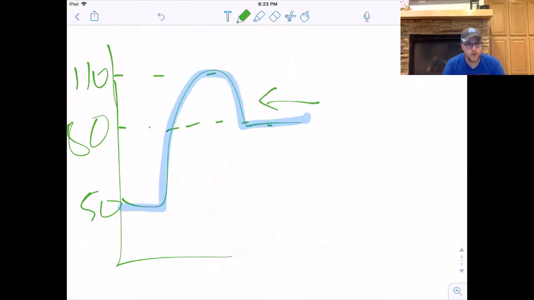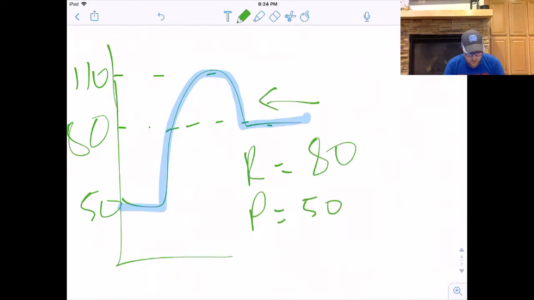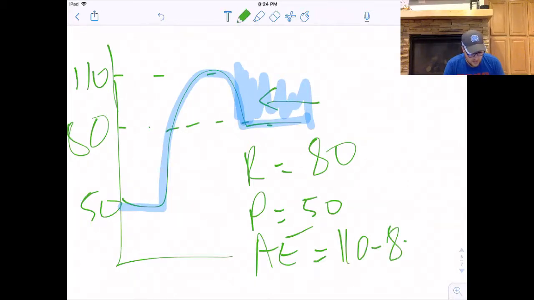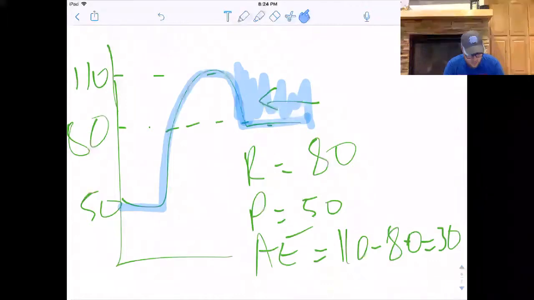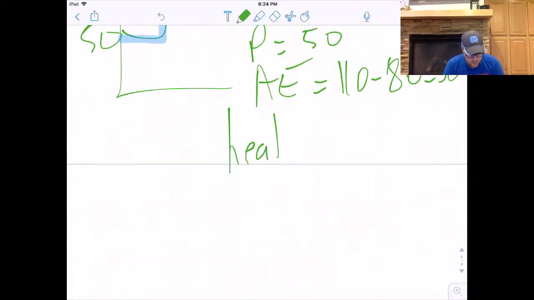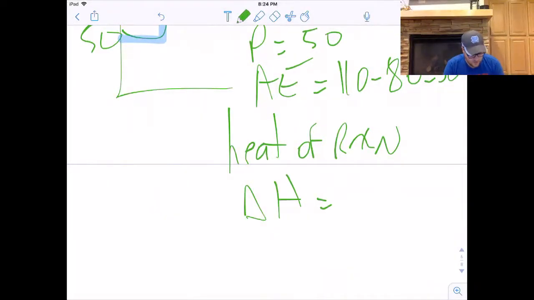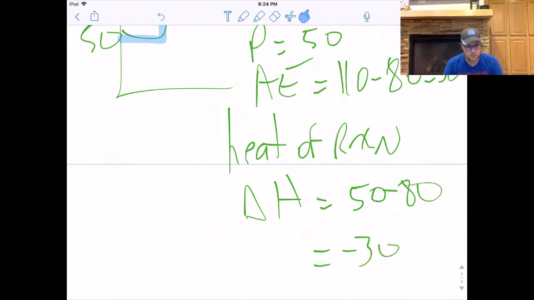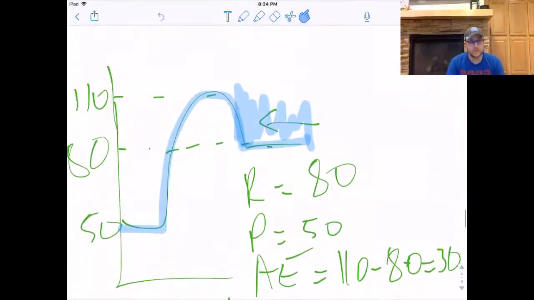So everything in reverse, so that your reactants energy would be 80, your products energy would be 50, your activation energy would be this region right here, 110 minus 80, and your heat of reaction, your delta H would be, since 50 is your products now, 50 minus 80, which would be negative 30, which would be exothermic. So if you have to read this in reverse, read it in reverse, and do everything the same way that you just did.